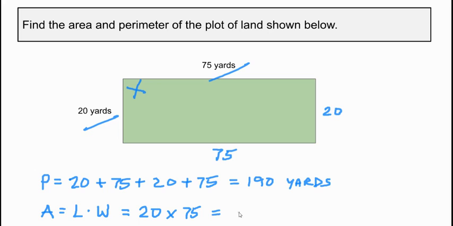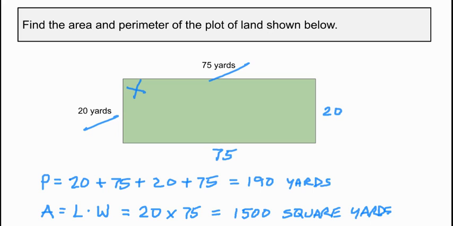So when we calculate that, we get 1,500 square yards. When we calculate area, it's always going to be in square units. Oops, forgot the D there. All right, 1,500 square yards.